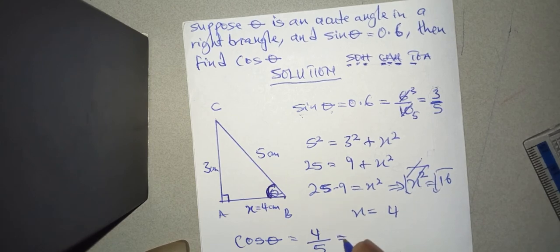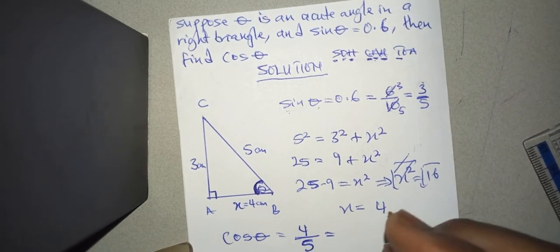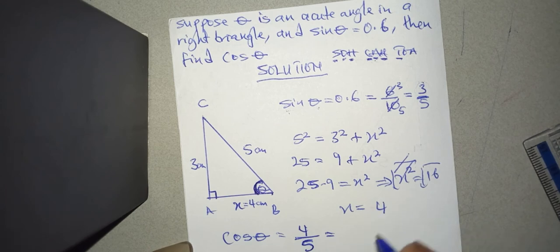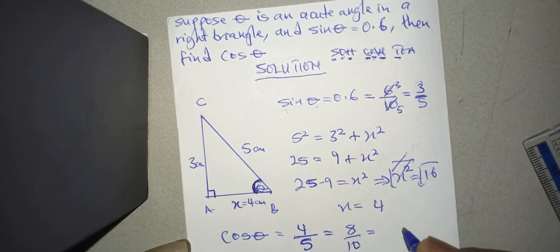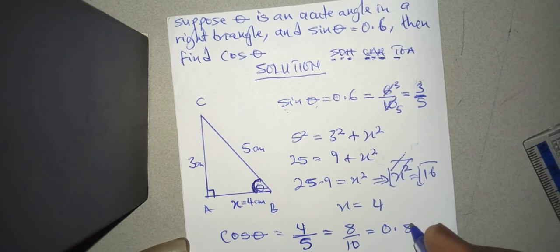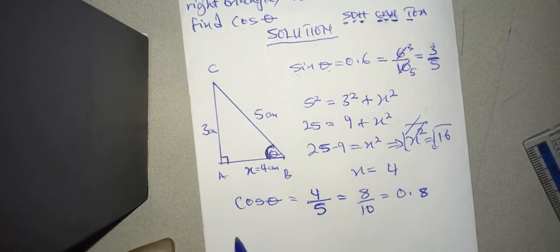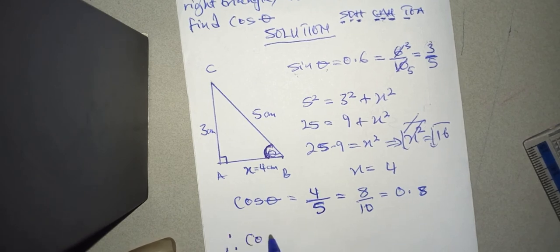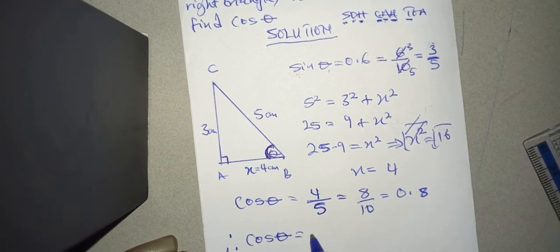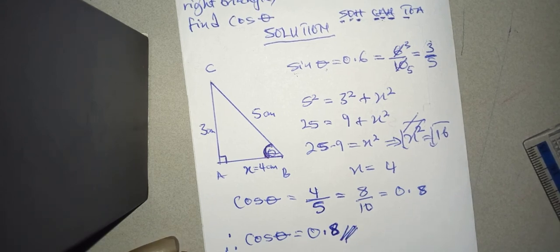Good. Since the first one was given in decimals, let's convert this one to decimals. Now 4 on 5 is equivalent to 8 on 10, which is equivalent to 0.8. Therefore cos theta equals 0.8. All right, this is it.